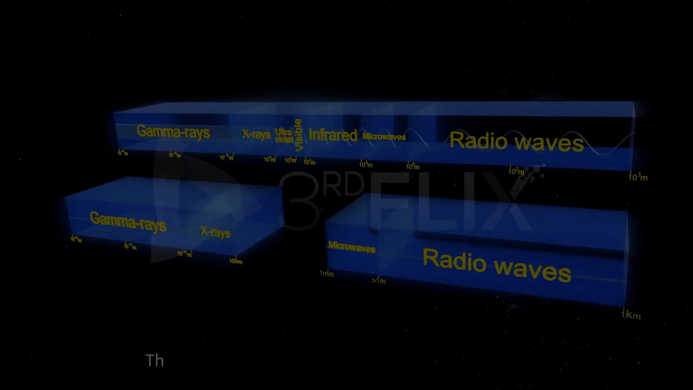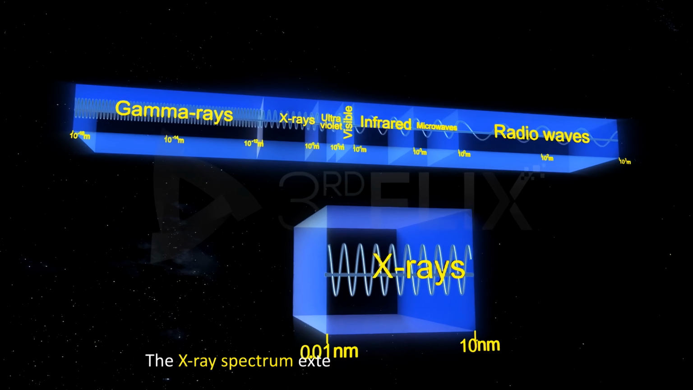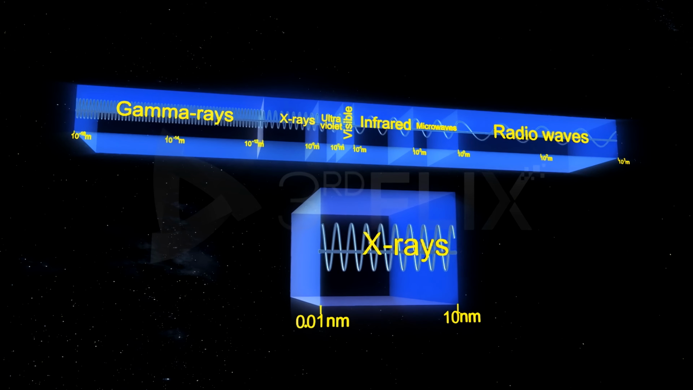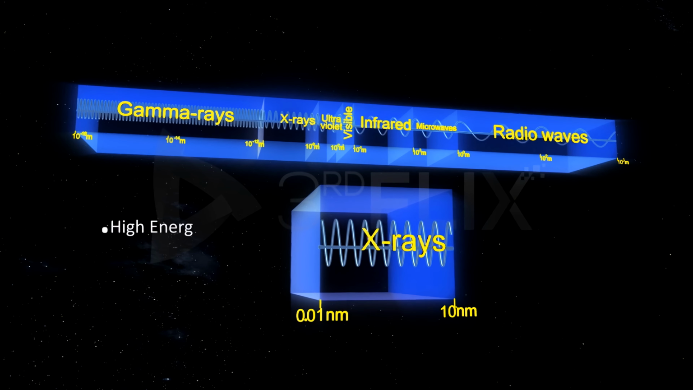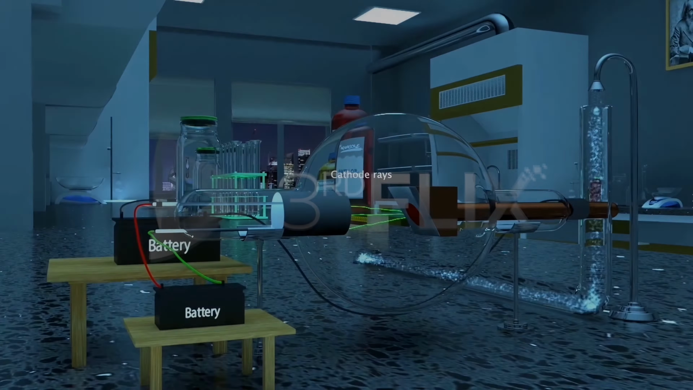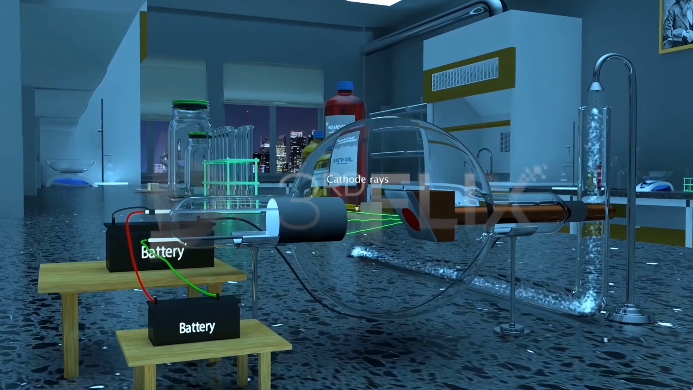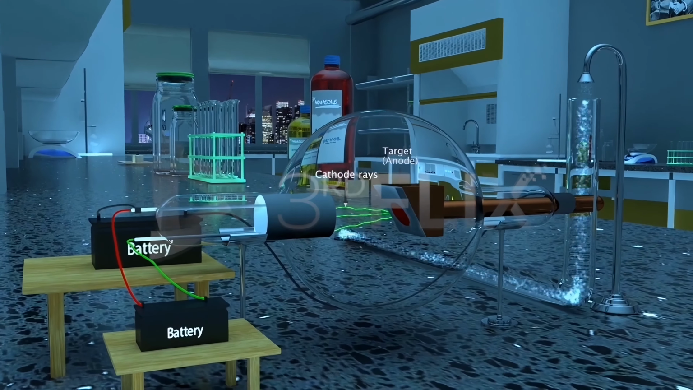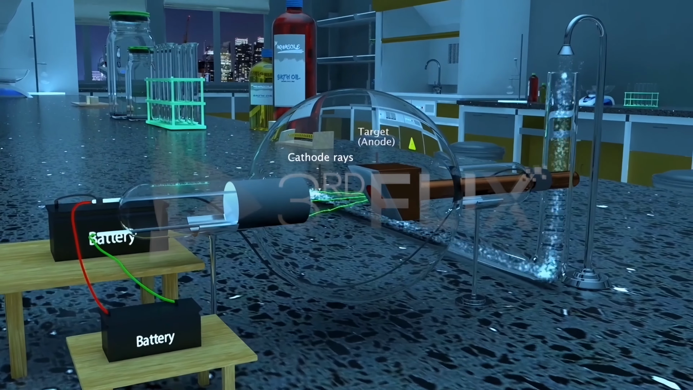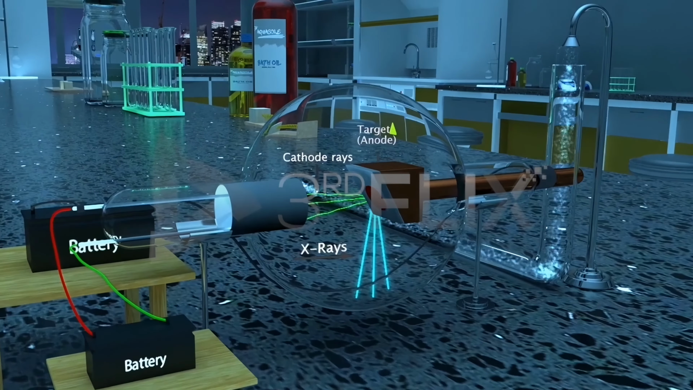X-rays. The X-ray spectrum extends from 10 nanometers to 0.01 nanometers. These rays have high energy and are potentially hazardous to health. X-rays are generated by rapid deceleration of fast-moving electrons and also when energy of the innermost orbital electrons is altered.